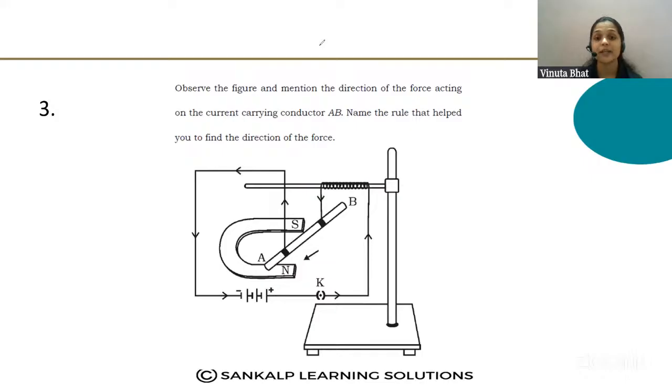If you change the direction of the current, it was B to A and now it is A to B, then the direction of the force also changes. So it will be in the opposite side.